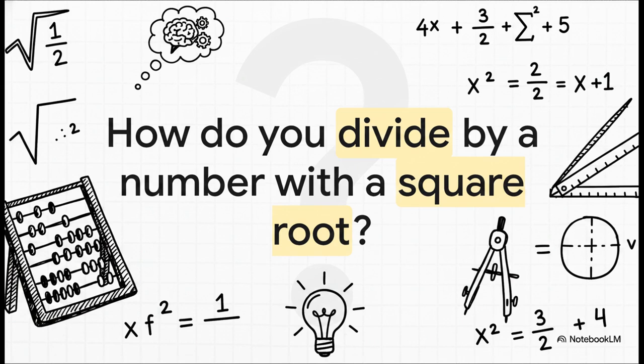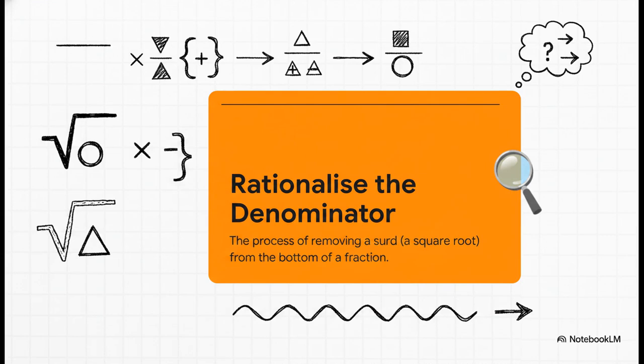Well, there's a special technique for this, a specific tool in our mathematical toolbox. And for a non-calculator paper, knowing this is absolutely essential. It's called rationalizing the denominator. Sounds fancy, but all it really means is getting rid of the square root on the bottom of the fraction. And the way we do it is kind of clever. We multiply both the top and the bottom of our fraction by something called the conjugate.